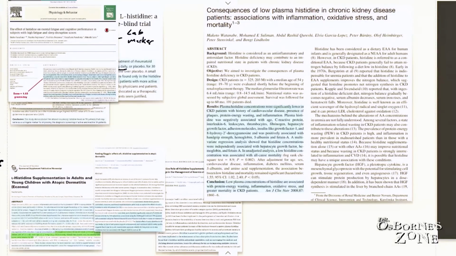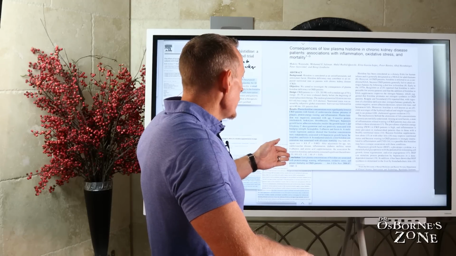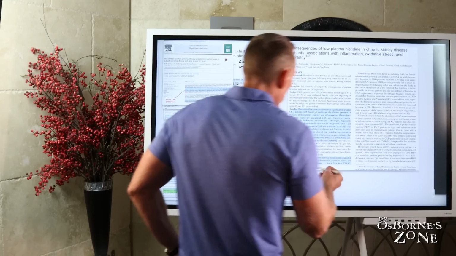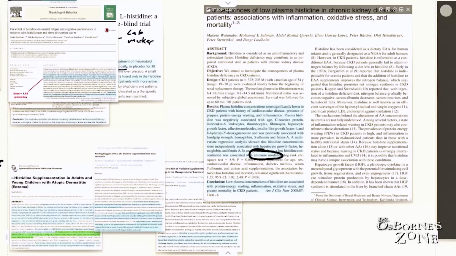It also was associated with poor hand grip strength, lower hemoglobin, and lower albumin. And yet again, we've talked about the hemoglobin aspect. Albumin is a serum protein that's important for delivery and carriage of nutrients through the bloodstream. We also know it was associated with all-cause mortality. So low histidine increased risk of death, basically. Low plasma concentrations of histidine are associated with protein energy wasting, inflammation, oxidative stress, and greater mortality in chronic kidney disease patients.